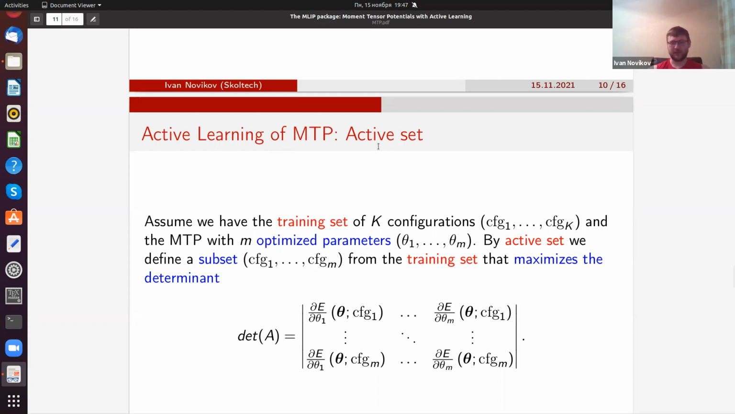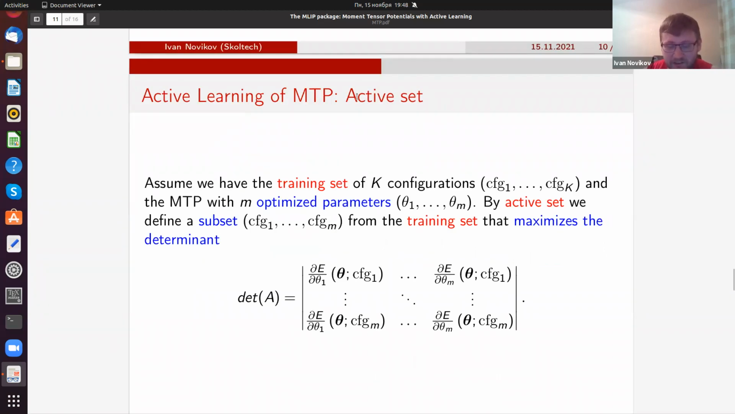So this active learning algorithm allows us to create such a good training set that after we fit MTP on this training set, we obtain a good MTP. And this training set covers the so-called whole phase space. So we can cover the phase space with this active learning algorithm, so we have different configurations in the training set. It's something like motivation. Now let's talk about the algorithm.